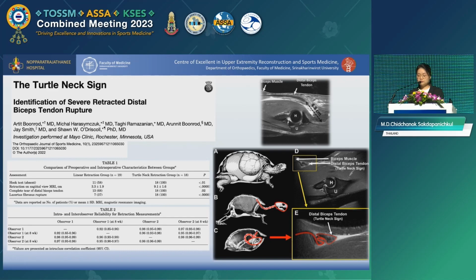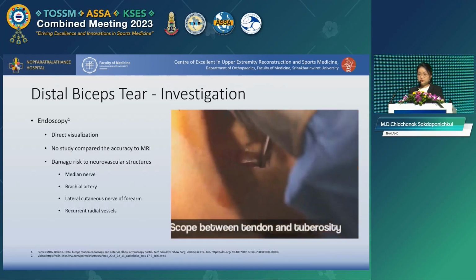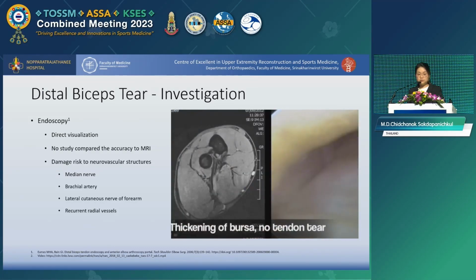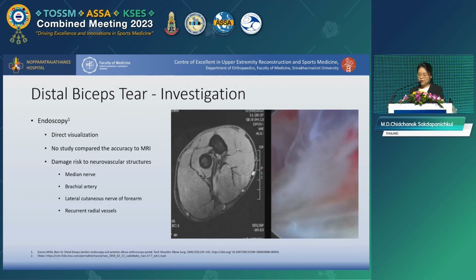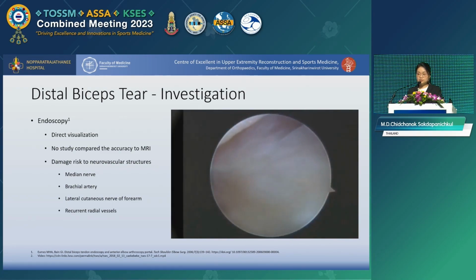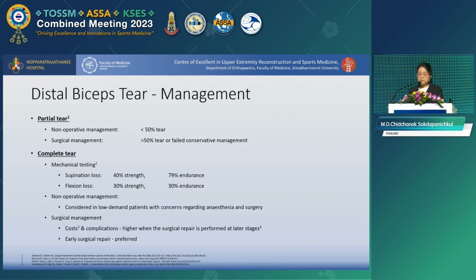Later in 2022, there's a study describing a turtleneck sign that can be found in a severely retracted distal biceps tendon rupture, with good intra- and inter-observer reliability. The last investigation that can be done is endoscopy, which provides direct visualization, but we have to be careful with the neurovascular structures. Management depends on the percentage of the tear.